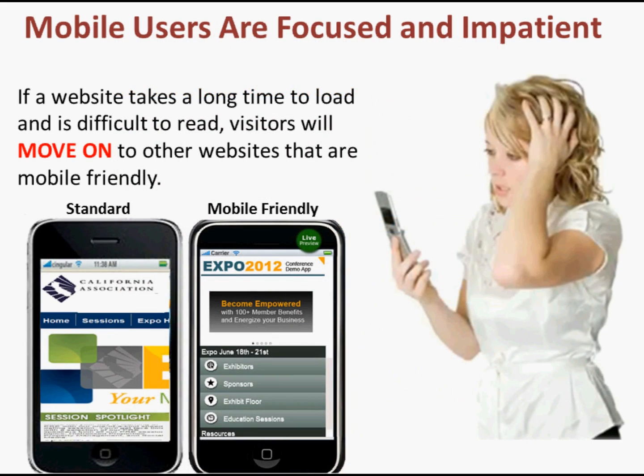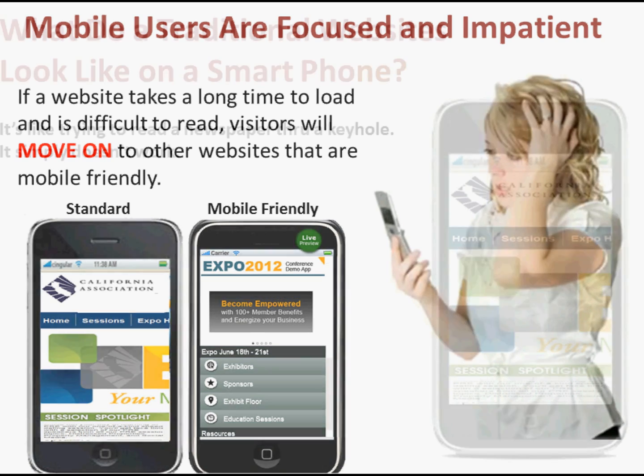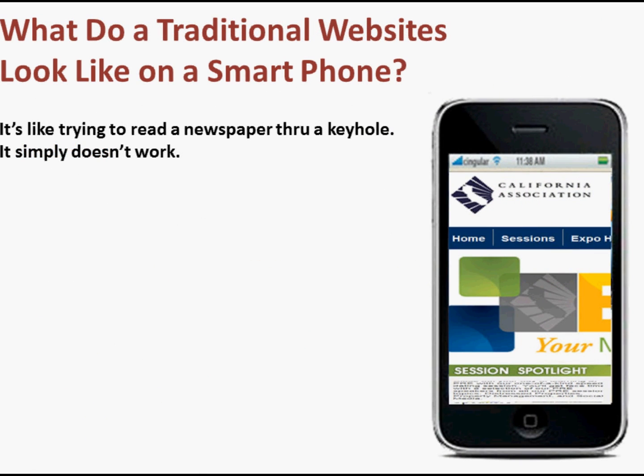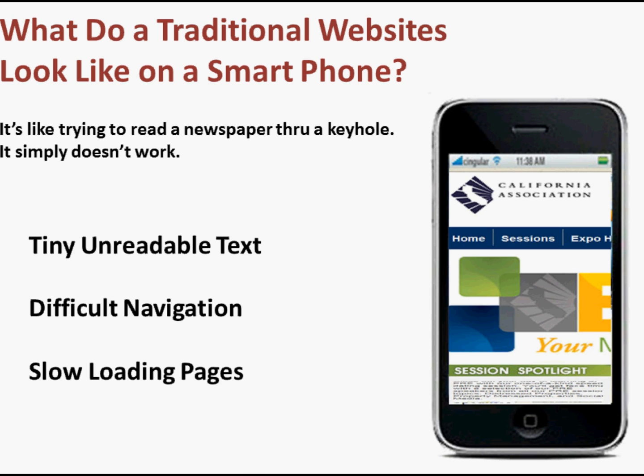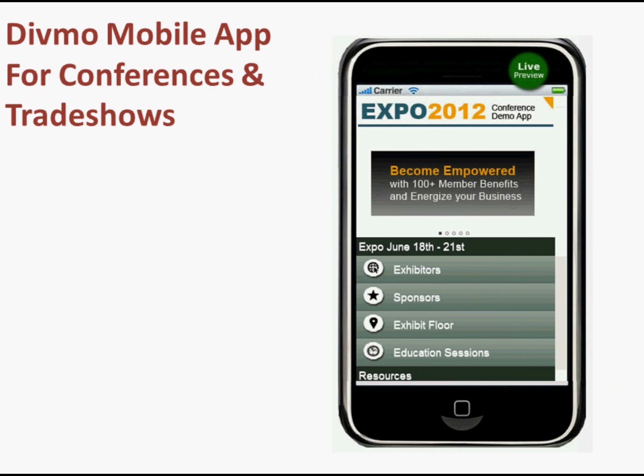If a website takes a long time to load and is difficult to read, visitors will move on to other websites that are mobile friendly. What does a traditional website look like on a smartphone? It's basically like reading a newspaper through a keyhole. The text is small, it's difficult to navigate, and the pages load very slowly.